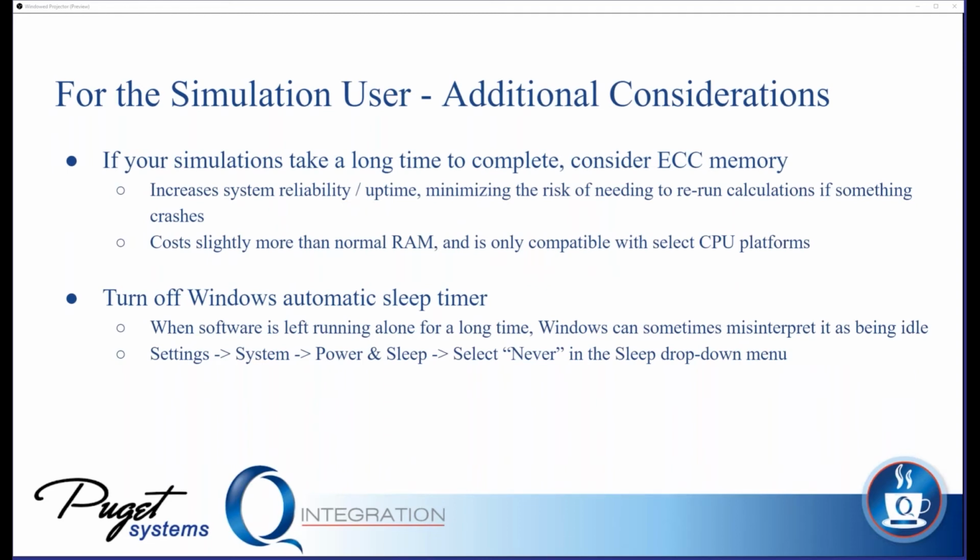And then some additional considerations. Simulations can take a long time to complete. The ones we run tests on are usually only 10 or 20 minutes at the longest, and sometimes only a couple minutes. But I know some folks will run things that take hours or days. And if you're doing that, I would strongly consider a system that supports ECC memory. That stands for error checking and correcting. The normal mainstream systems like the Core series and the Ryzen and Threadripper don't necessarily support those, so it sometimes means bumping up into something like a Xeon processor from Intel.